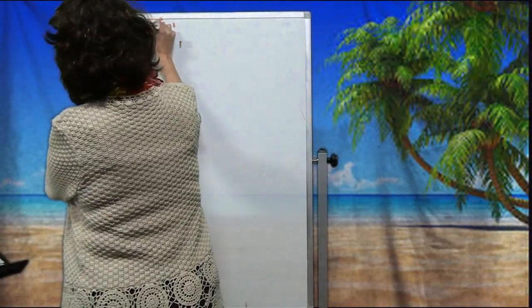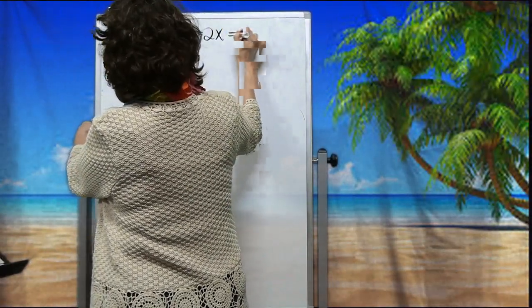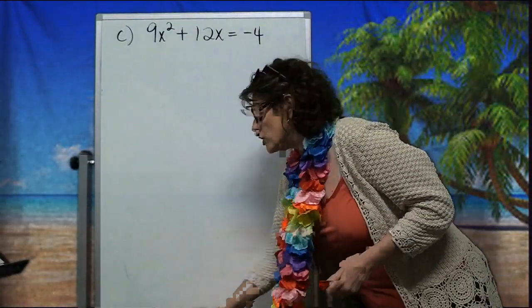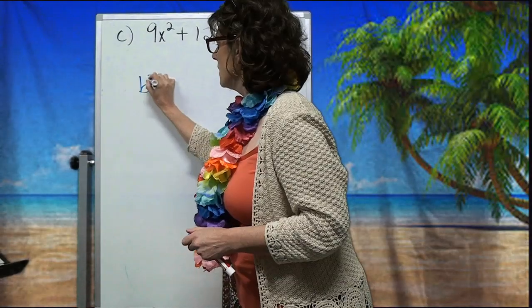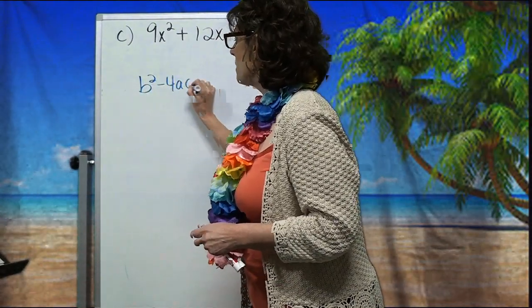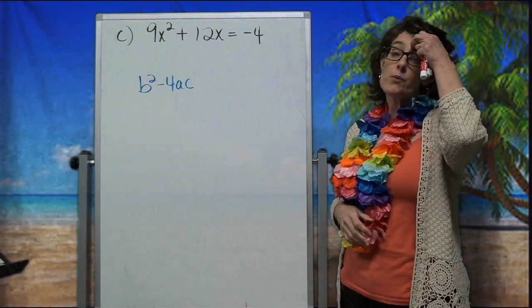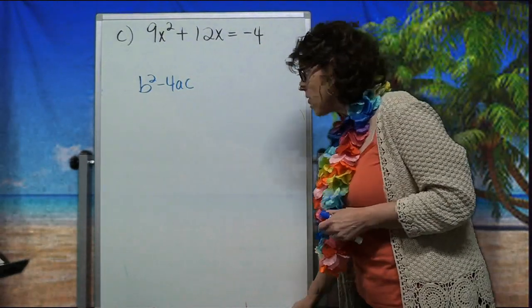So in this one, I'm going to have a 9x squared plus a 12x equal to a negative 4. Now remember, my discriminant, that b squared minus 4ac, I need to be able to identify my a, my b, and my c in order to figure out the number and types of solutions. But recall, I can only do that when this is set equal to 0. It's not set equal to 0.